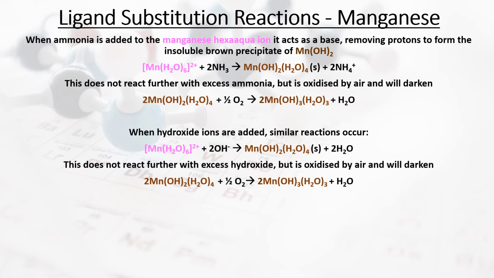And so we take our hexaaqua ion, that pink ion, react it with 2 lots of ammonia, and this produces our Mn(OH)2(H2O)4 brown precipitate. And this doesn't react further with excess ammonia, so it could be excess ammonia straight away or even concentrated ammonia. But that brown precipitate of the manganese hydroxide is oxidized by air.